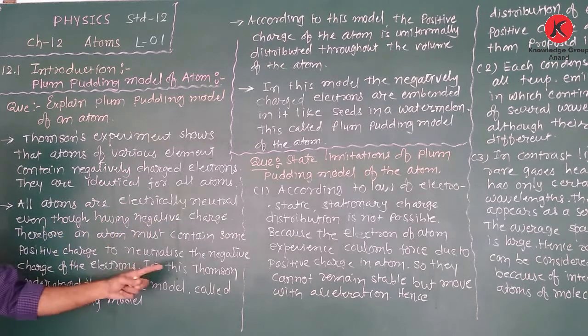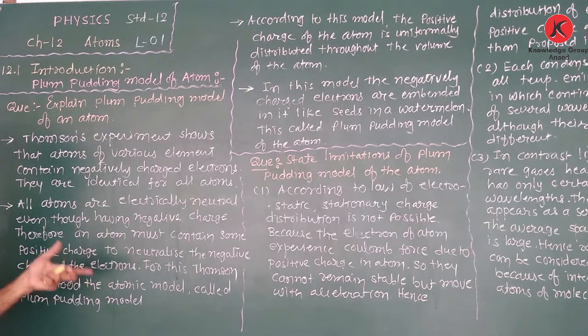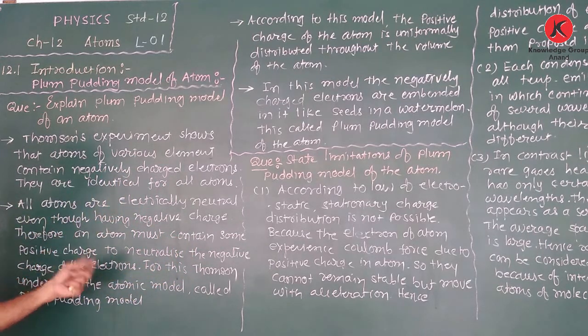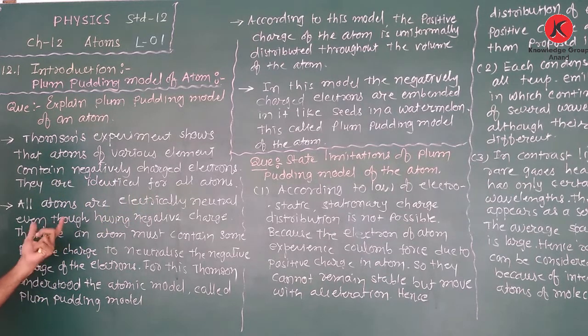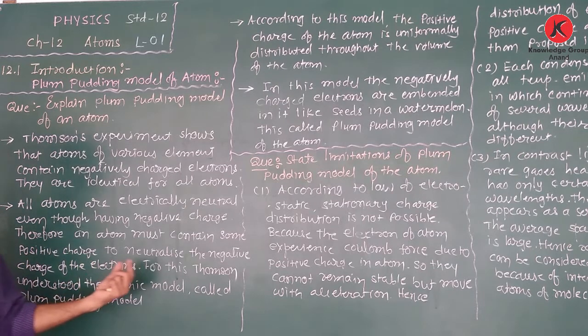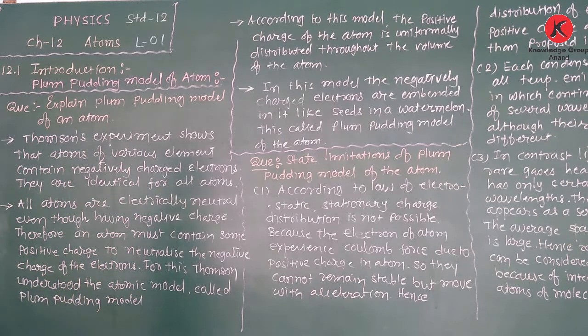So, Thomson from the experiment suggested that all the atoms of the various elements contain negatively charged electrons. In spite of the electron possessing the negative charge, the atoms are electrically neutral. It means the atom must contain some positive charge to neutralize the negative charge of the electron. For this concept, Thomson proposed this atomic model, and that is known as the Plum pudding model of the atom.